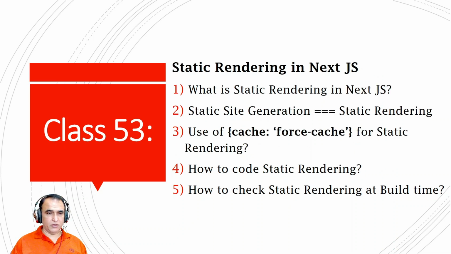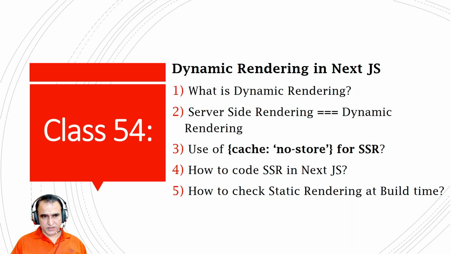In the previous video, we learned the static rendering concept. In this video, we are going to understand dynamic rendering, which we formally call server-side rendering in Next.js. Dynamic rendering means generating HTML pages on the client request. So if a client makes a request, the request goes to the server, and the server then converts the JavaScript page into an HTML page. That is called dynamic rendering.